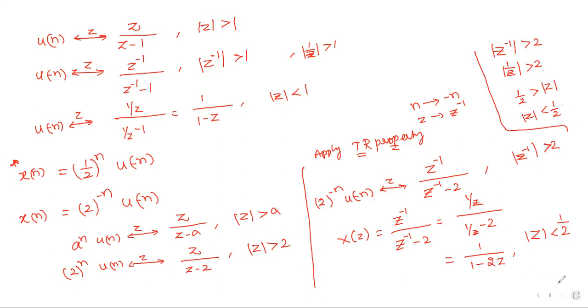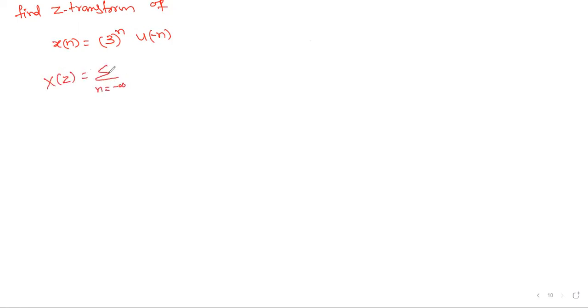Now, one more important numerical. Find z transform of x of n is equal to 3 power n u of minus n. Now, after seeing this problem, generally what we will do, x of n is given, we will find X of z equal to summation n equal to minus infinity to infinity, x of n z power minus n. So like that we will simplify.